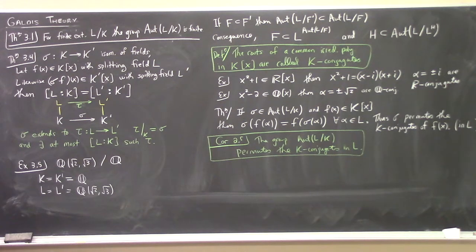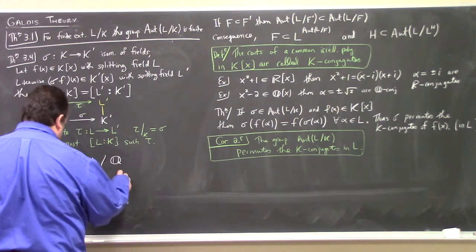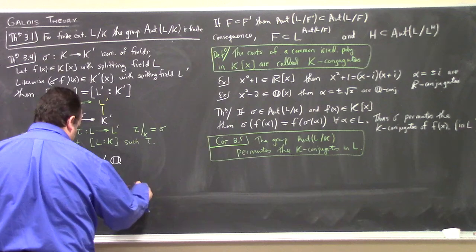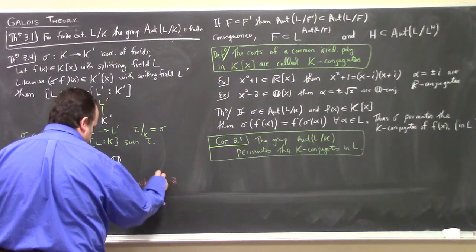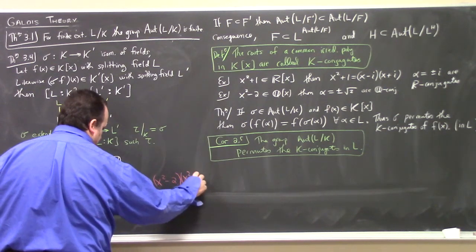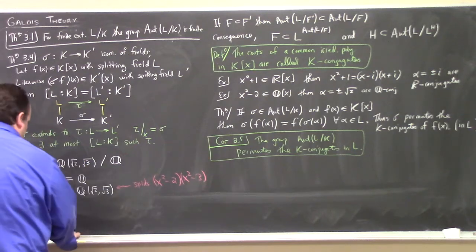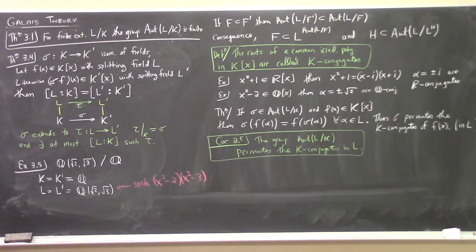Well, first of all, is that legitimate? What are L and L prime the splitting field of? When we say splitting field, we have to be talking about a polynomial. Splitting field of what polynomial? Over Q it would be x squared minus 2 times x squared minus 3, right? That's the polynomial that splits. And then, of course, sigma would just be the identity map in this case.